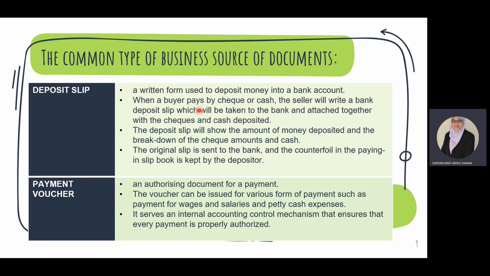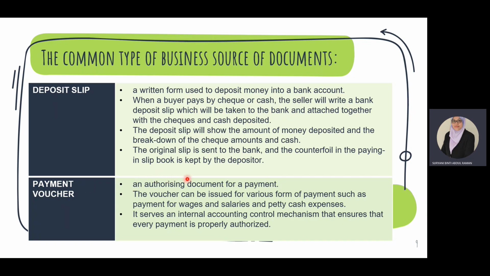Another type of deposit slip is when a buyer pays by check or cash, then the seller will write a bank deposit slip, which will be taken to the bank and attached together with the check and cash deposit. The deposit slip will show the amount of money deposited and the breakdown of the check's amount and cash. This slip is sent to the bank and the counterfoil in the paying in slip book is kept by the depositor.